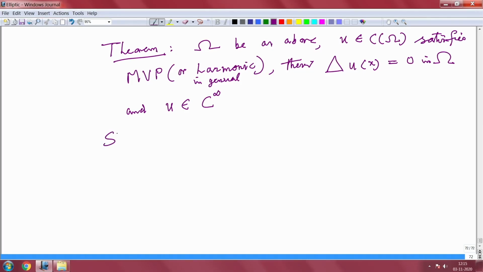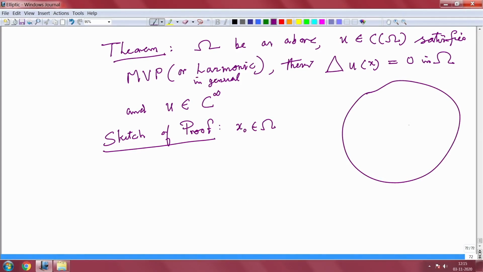So, let me sketch the proof to complete. Sketch of proof. Okay. So you can work it out if anything is missing. You choose a point x naught in omega. Okay, so you have a domain. You choose a ball, whatever be the ball inside, B_r of x naught. So you have that ball.